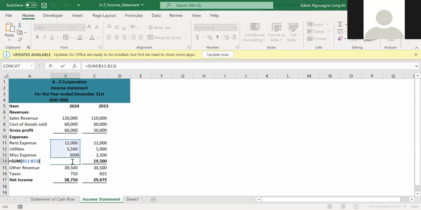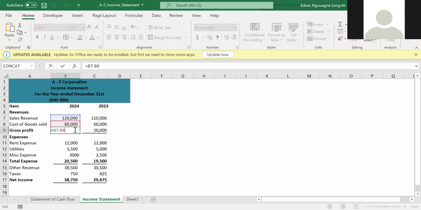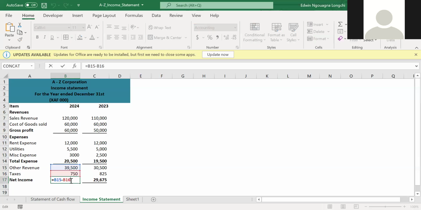If you look at this, the sum is the sum of each heading. You sum each of it for each year. Then your taxes, now maybe you paid your taxes. Then your net income. Look at the formula for net income: it's B15 minus B16. What's B15? If you come to B15, it is other revenue minus B16. What's B16? It's your taxes.